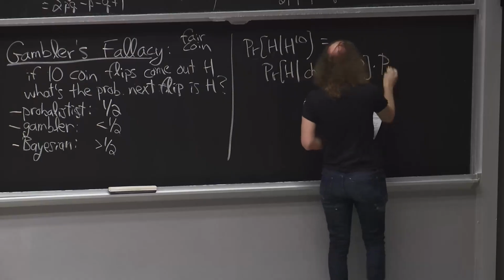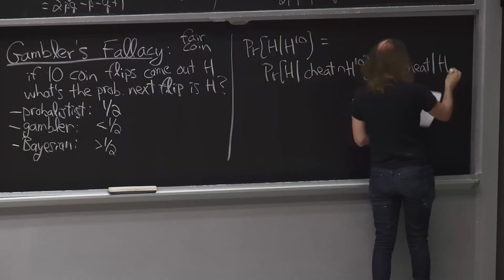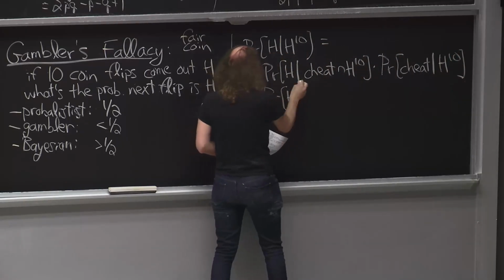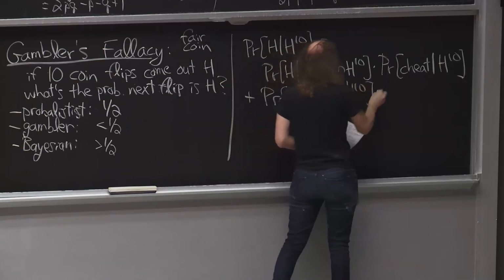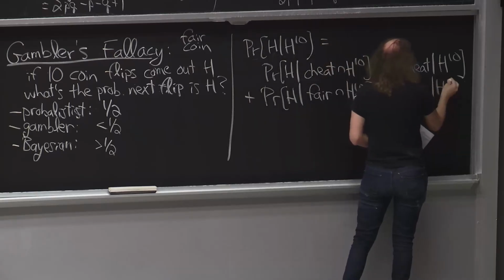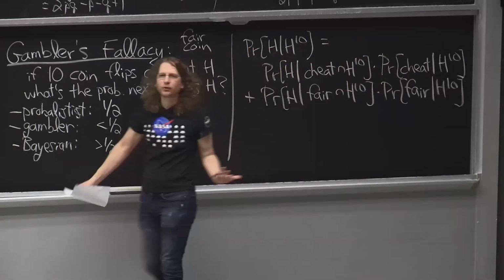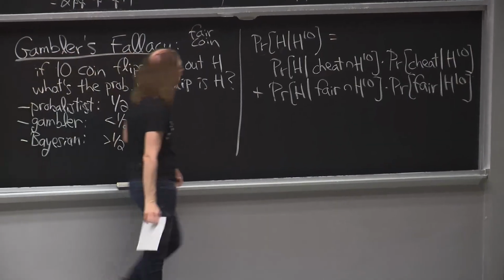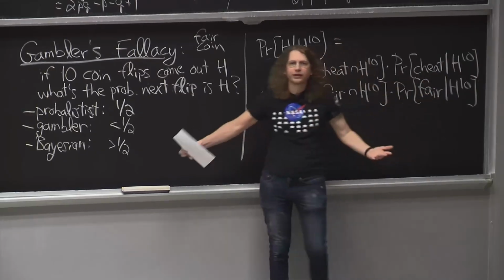So I'm going to call these two scenarios cheat and fair. And hopefully this equation is relatively obvious. It's a mouthful. Everything here is conditioned on h to the 10, so you can kind of ignore that part, because we're assuming throughout that we have 10 coin flips starting as heads. Now there are two scenarios. It could be you're cheating, or it could be you're fair. And these are disjoint scenarios.